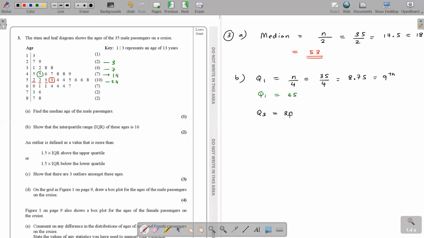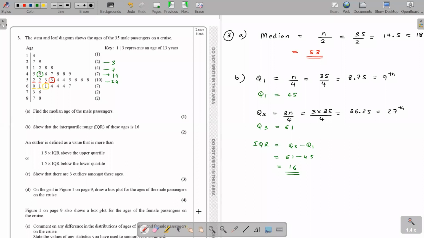Q3 is 3n over 4. 3 times n, which is 35, divided by 4. How much is it? 26.25. When you round up, 27. So best that you keep going here. So until this point there are 24. So go from here 25, 26, 27 is 61. So interquartile range is Q3 minus Q1. 61 minus 45, which gives me 16, and that is the show that.